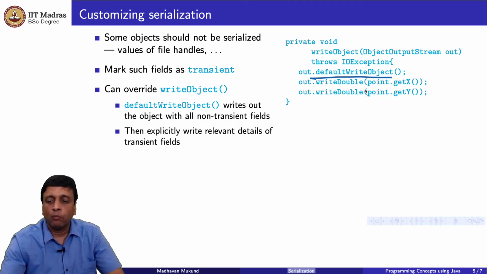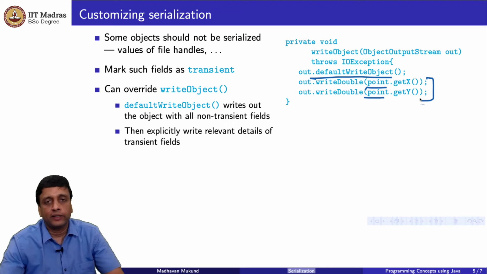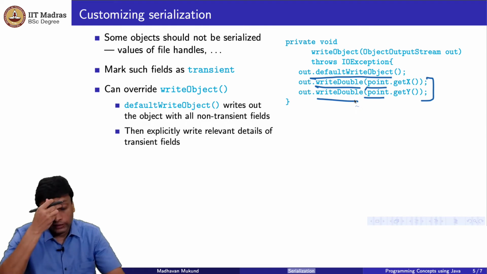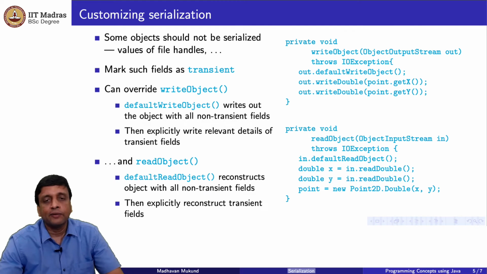So we take the point that is not written out because it was marked transient, and we store the relevant data for that point manually using this write double. So this is basically a binary write, like was available in the data output stream. Now when we read the thing, we have to do the same thing.